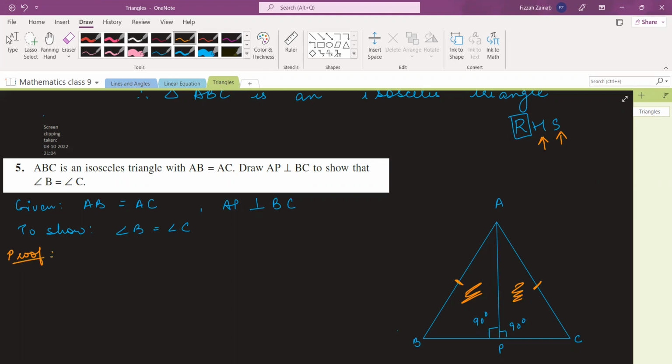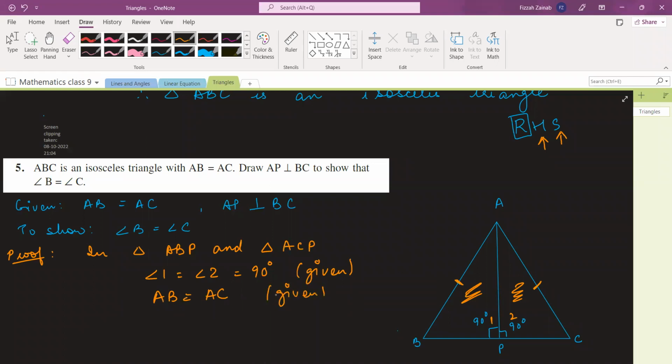So take triangle ABP and triangle ACP, congruent, right? If I name it angle 1 and angle 2, then angle 1 is equal to angle 2, equal to 90°, which is given, right? Now the hypotenuse, which is AB, is equal to AC, which is also given. And one more side: AP is equal to AP, so one side is common.